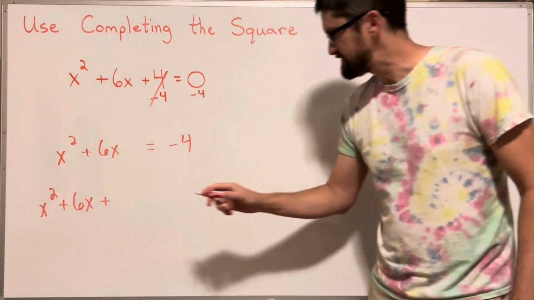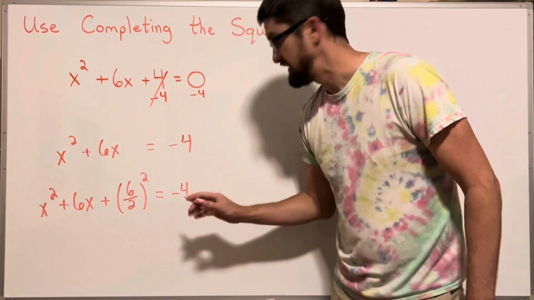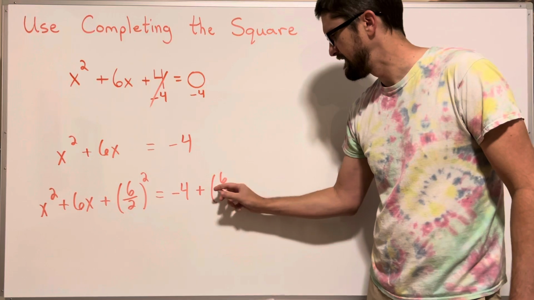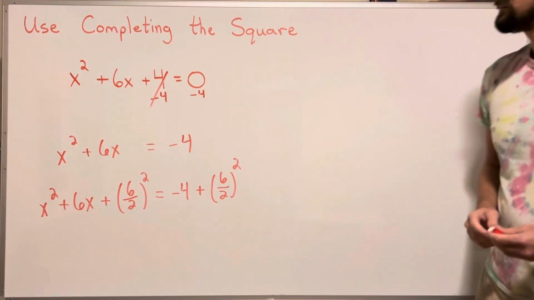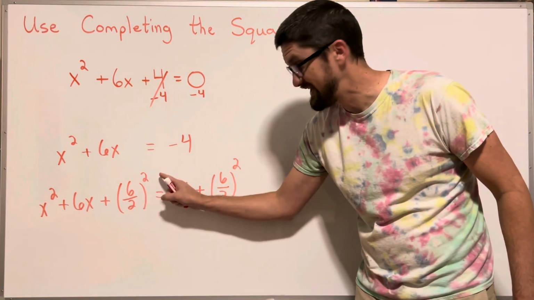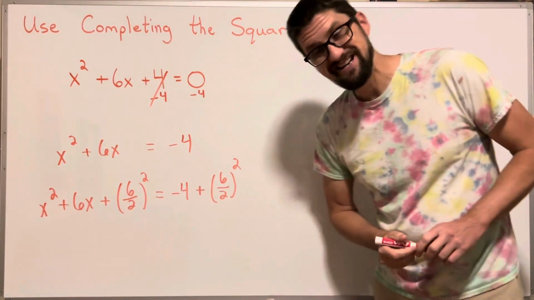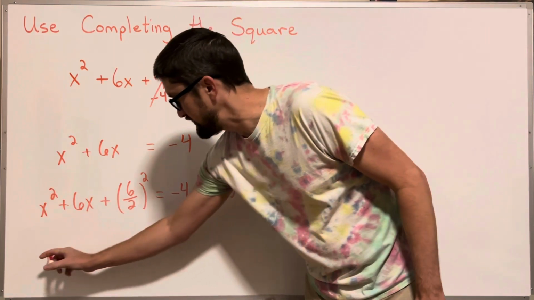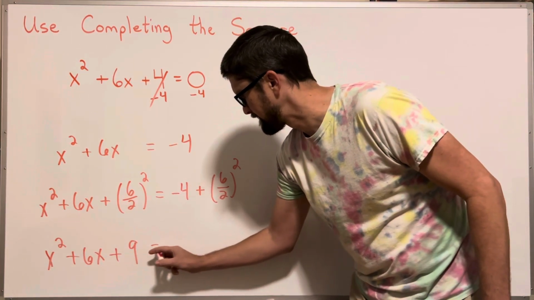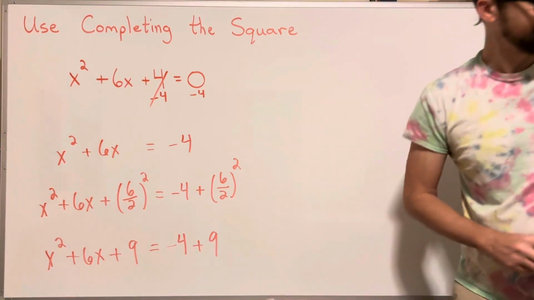So we're going to add half of 6 squared. And it's an equation, so what you do to one side, you have to do to the other side. So I took that middle number 6, I took half of it, and I squared it. Half of 6 is 3, and then 3 squared is 9. So this is going to be x squared plus 6x plus 9. And -4 plus 9 on the right hand side.